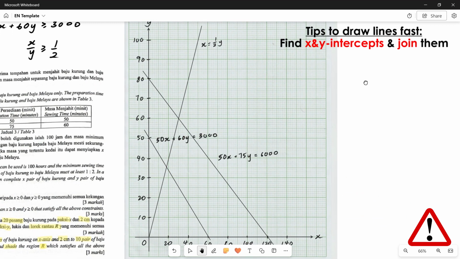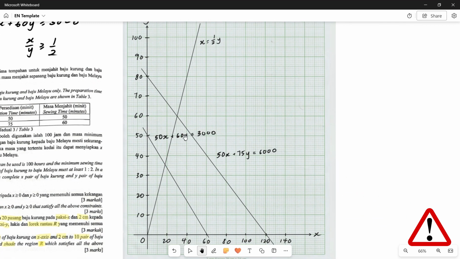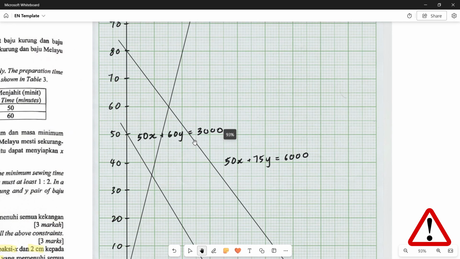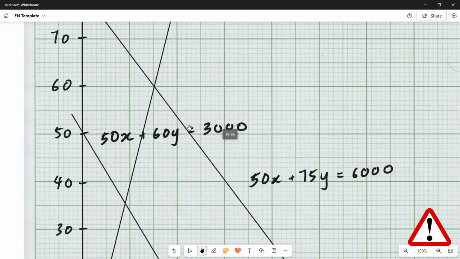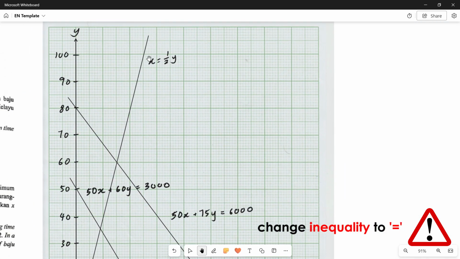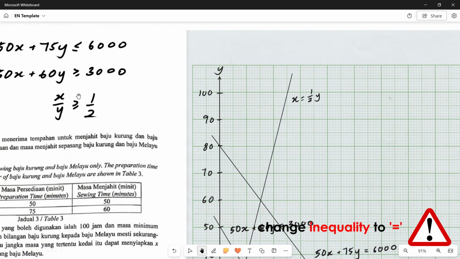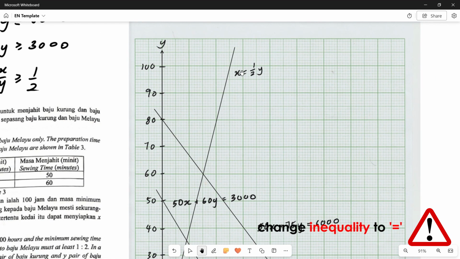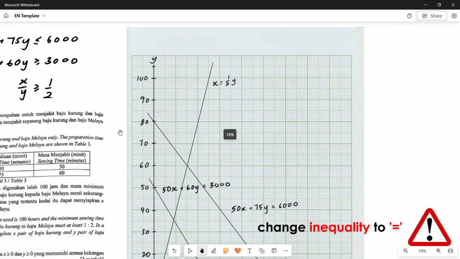And here another thing I think students forget is to label the lines. Right, so all of the lines we need to label, and we need to make sure that the equation here must be equal. Okay, the reason we need to put it as equal is because we are drawing the line only. Okay, so please do not put inequalities, please change it to equal sign. Again, because we are drawing the lines only.